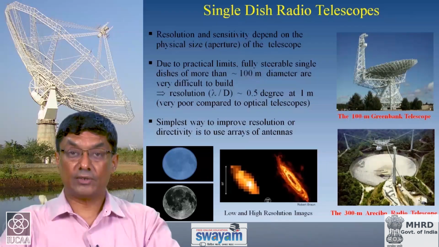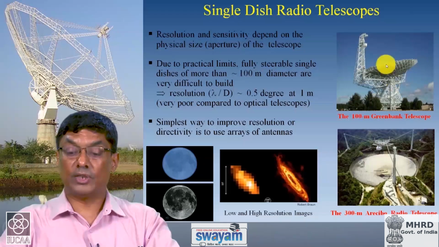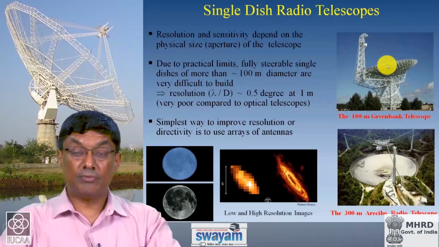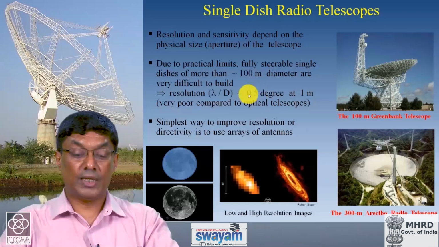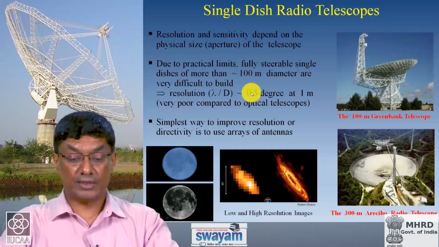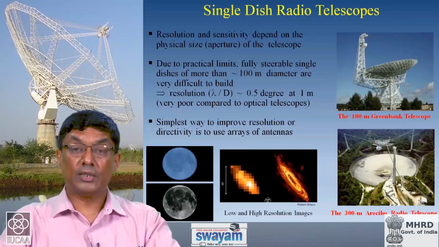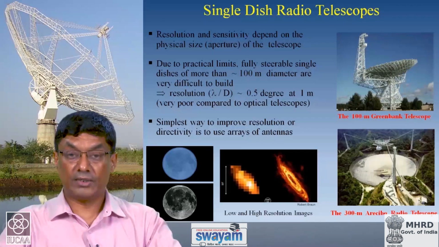And some of the largest antennas that we have today, which are fully steerable, are of the order of 100 meters in diameter. An example shown here on the right is the 100-meter Green Bank radio telescope in the US. 100 meters, as you can imagine, is quite large. But if you ask what is the resolution that a 100-meter size radio telescope would provide, then it's only half a degree at a 1 meter wavelength, that is a 300 megahertz frequency. And half a degree is very poor resolution compared to what even the simplest optical telescope would achieve, simply because the wavelength at optical is much smaller than the wavelength at radio.